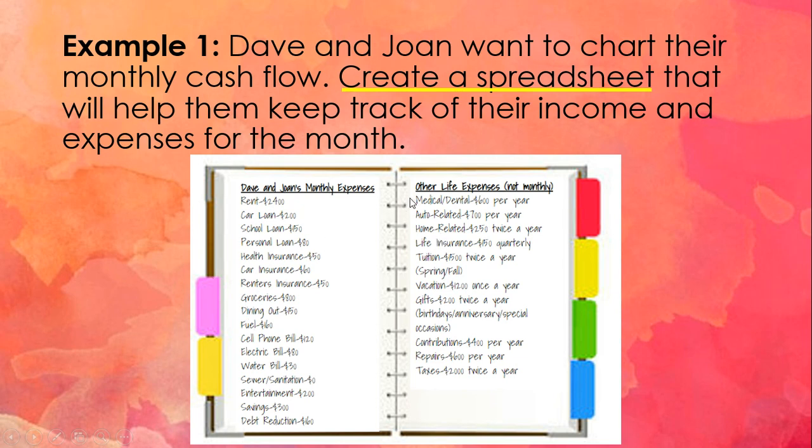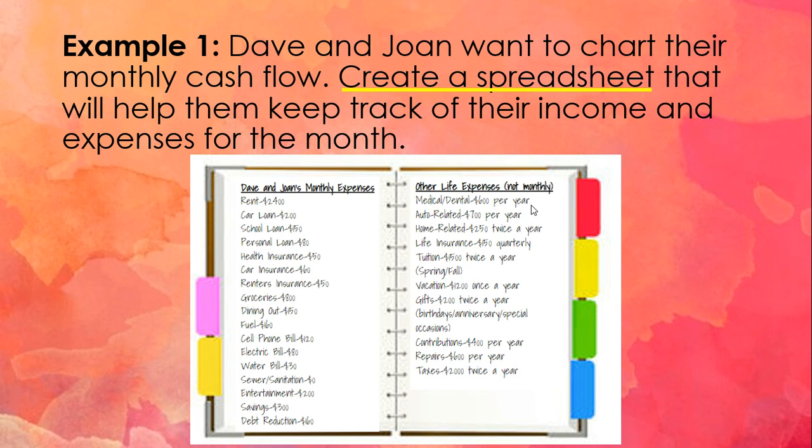Now I didn't read off all of them, but they also have other life expenses, just because as an adult you have more things to be financially obligated to. So medical and dental insurance, they pay $600 a year. You're going to have to pay auto-related costs such as getting your oil changed, tires rotated, tires, any major work done on your vehicle, home-related expenses, $250 twice a year. They're also paying for life insurance, and they have tuition to account for as well.